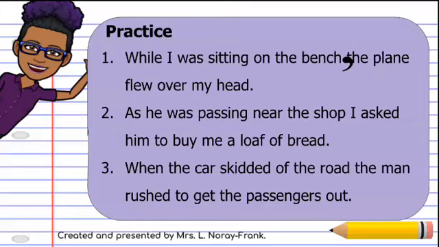Number 2, as he was passing near the shop, I asked him to buy me a loaf of bread. So that pause after shop. So first independent clause, as he was passing near the shop. Here we have a first independent clause, we have a comma. I asked him to buy me a loaf of bread. Our second independent clause, the comma separating those clauses in that compound sentence.